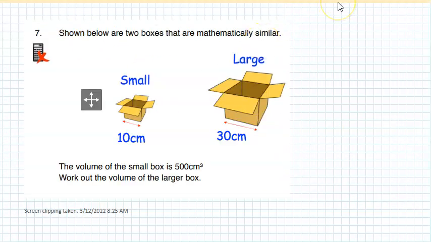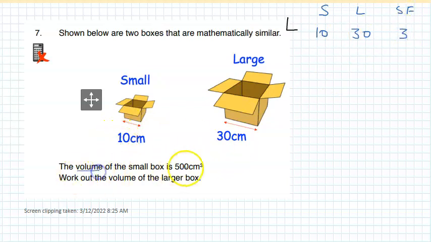Now let me do one last question for you. We have here two boxes, one small and one large, so that we keep the uniformity the way we were practicing. The length of the small is 10 and the large is 30. So the scaling factor is, as you know, 30 over 10, that is 3.